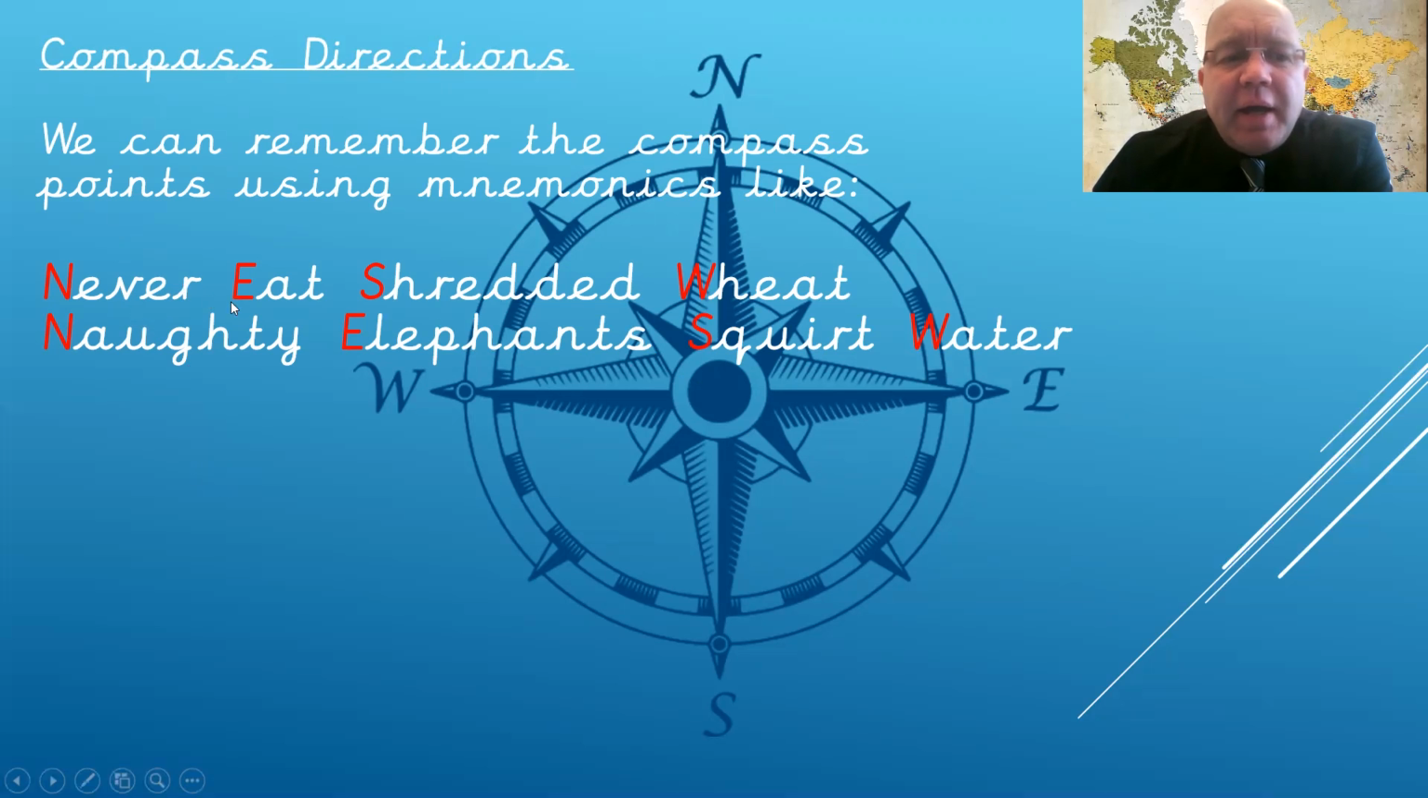And the idea behind these, first of all, is to remind you what the 4 compass directions are: north, east, south, and west, but also to remind you the order they come. So we start at the top of the compass with north, and then work round in a clockwise direction: north, east, south, west. Okay, so it's just a reminder of the order that those compass points come in.